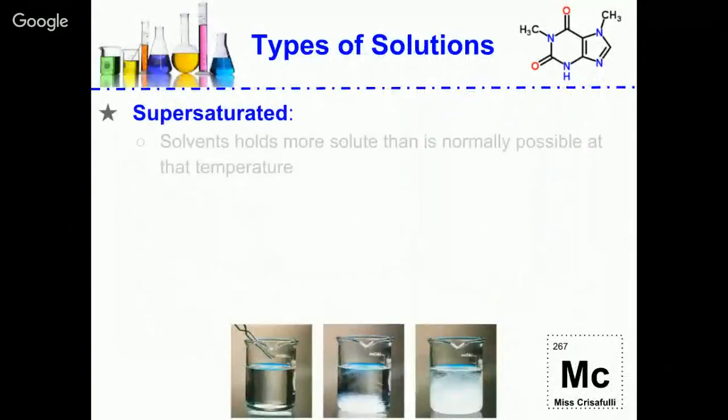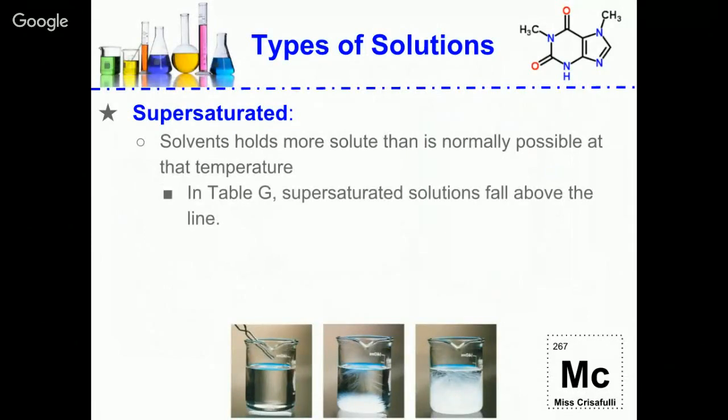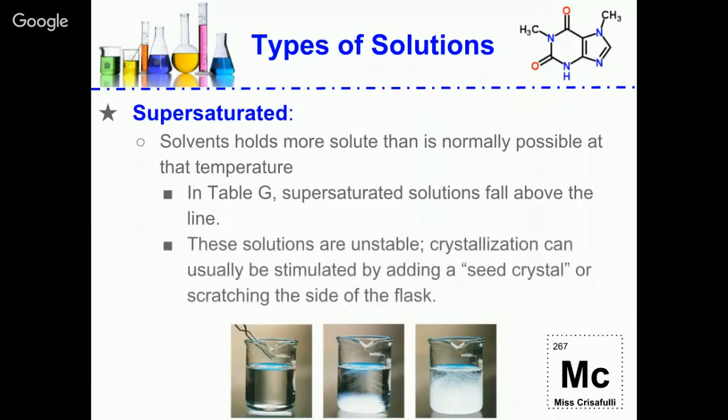A supersaturated solution is when your solvent holds more solute than is normally possible at that temperature. So when you're looking at Table G again, supersaturated solutions fall above the line. These solutions are unstable. Crystallization can usually be stimulated by adding just a single seed crystal or scratching the side of the flask.